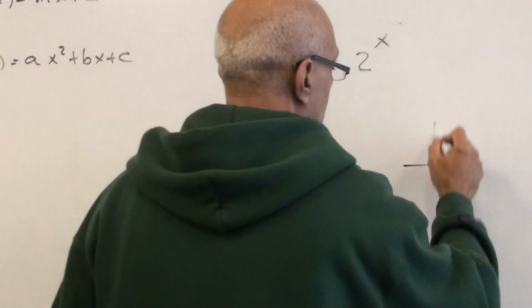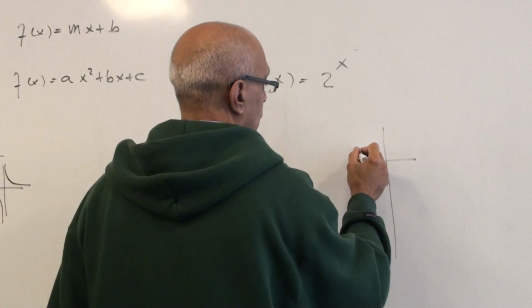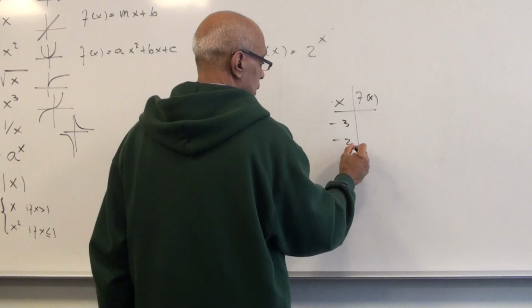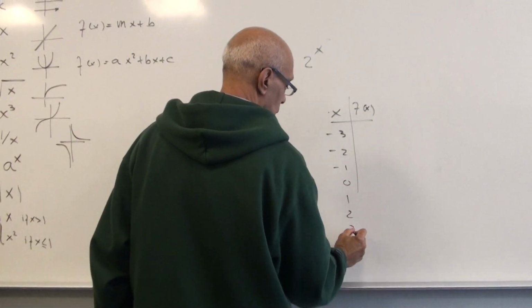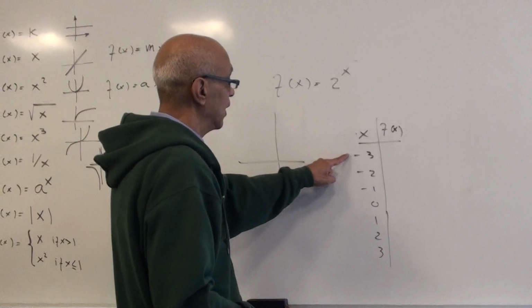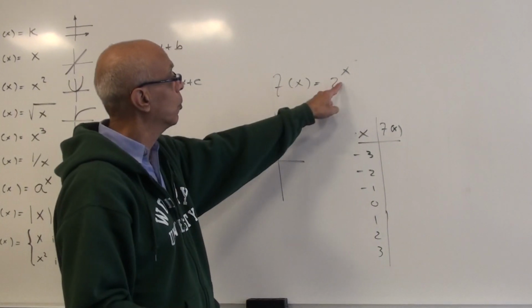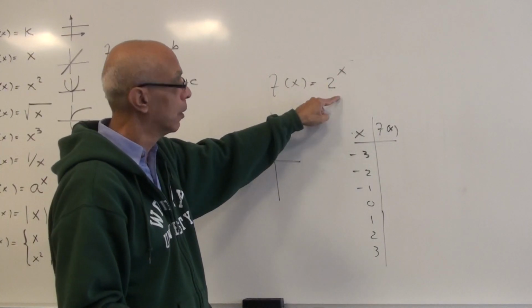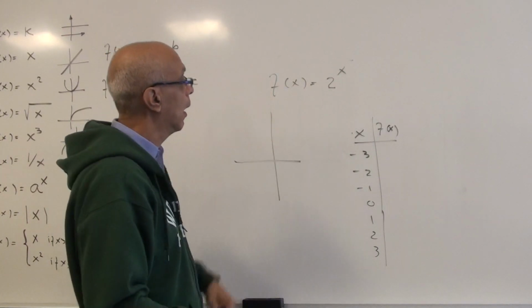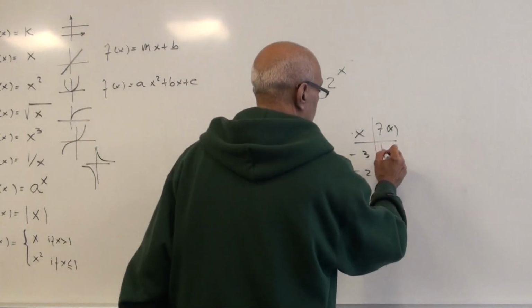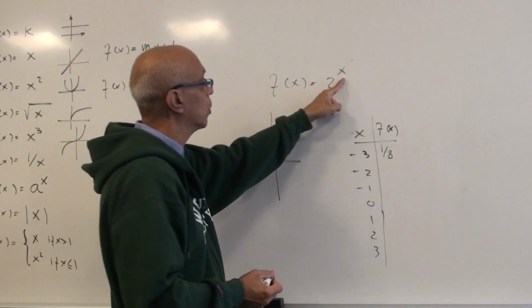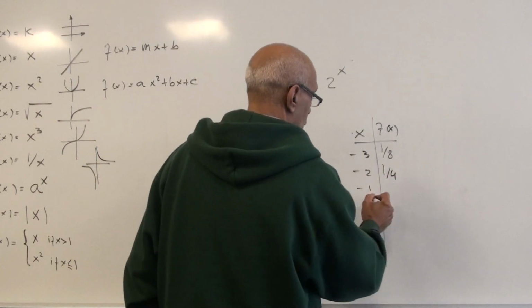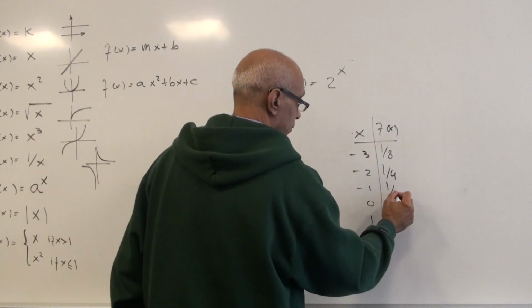Again, let's make a little table. Let's say x, and then f of x: -3, -2, -1, 0, 1, 2, and 3. So if it's -3, 2 to the -3 is going to be 1 over 2 to the 3, so it's 1/8. For -2 it's going to be 1/4. For -1 it's going to be 1/2.